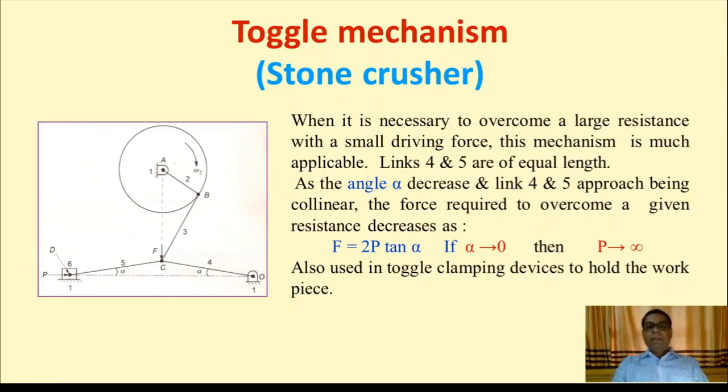The force required to overcome a given resistance decreases, as F equals 2P tan alpha. If alpha tends to 0, then P tends to infinity. It is also used in toggle clamping devices to hold the workpiece in this manner.